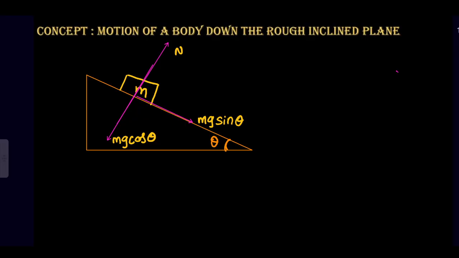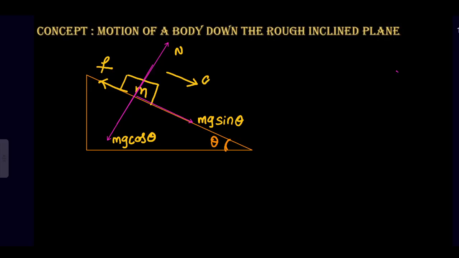Body sliding down. So the friction is in which direction? Upward direction. Whenever this is a rough plane, rough means that friction is present. Smooth means no friction. In the problem, they will mention the rough surface or smooth surface. Rough surface means friction is present. Smooth surface means no friction. Now look here. That means the body will slide down with a certain acceleration.